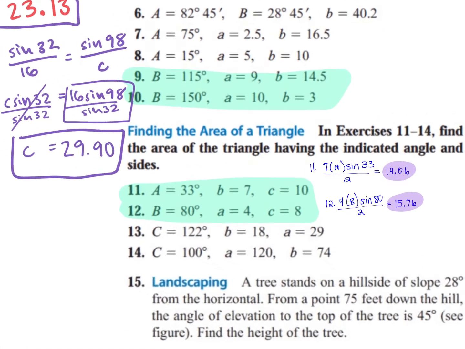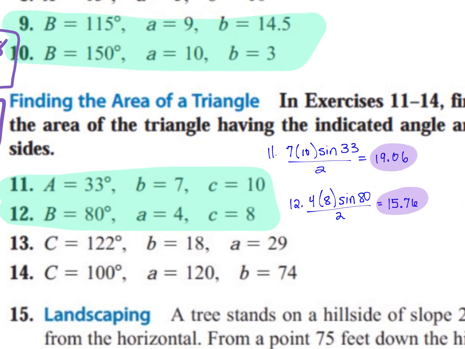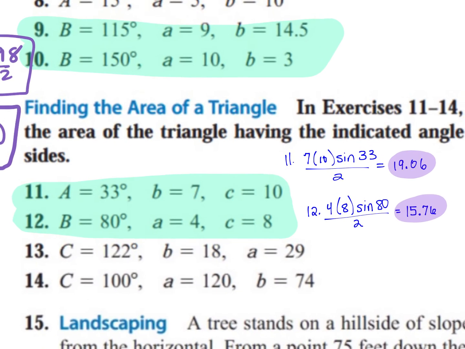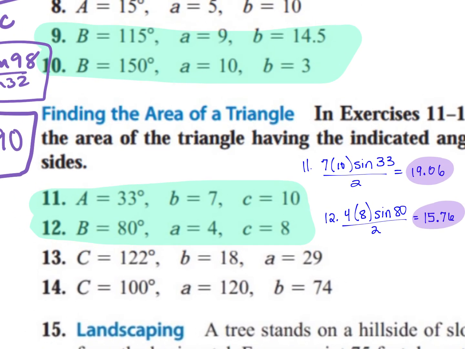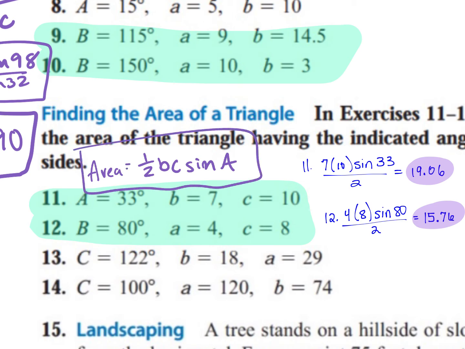Number 11 and 12 were done for you guys. The answers were already on there, but it's important to know how to do it. So our equation for the area of a triangle is 1/2 B times C times sine of A. So always it'll be 1/2 times the two sides times the sine of whatever angle you're given. Again, these equations are given for you. So this is area. So we would just plug it into our calculator like they did here. They got 19.06.